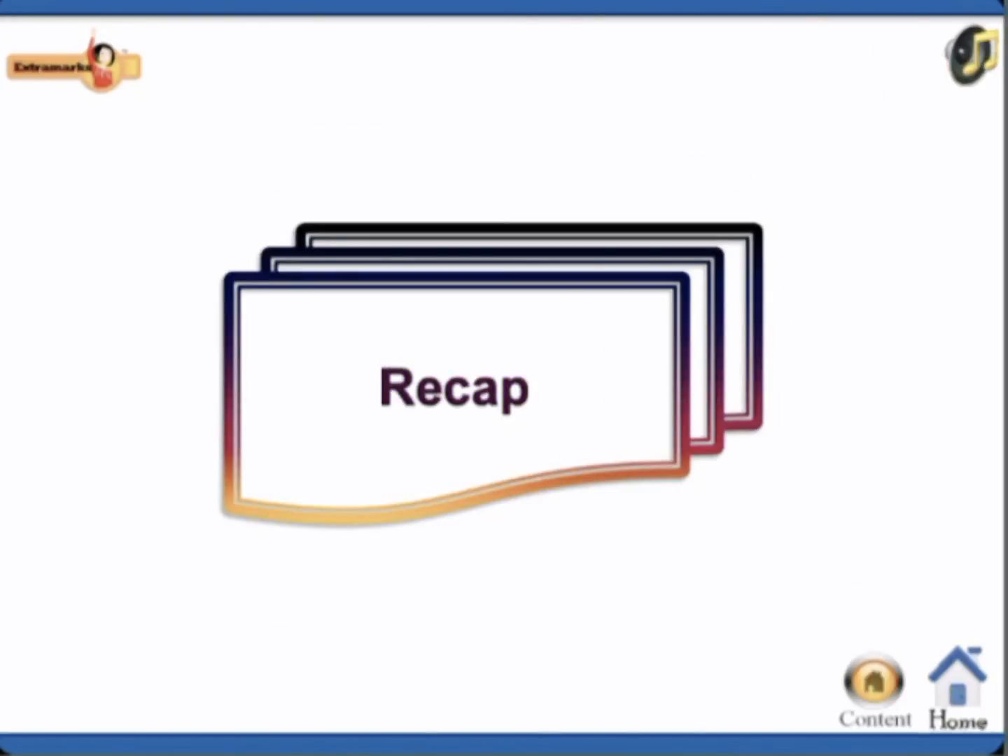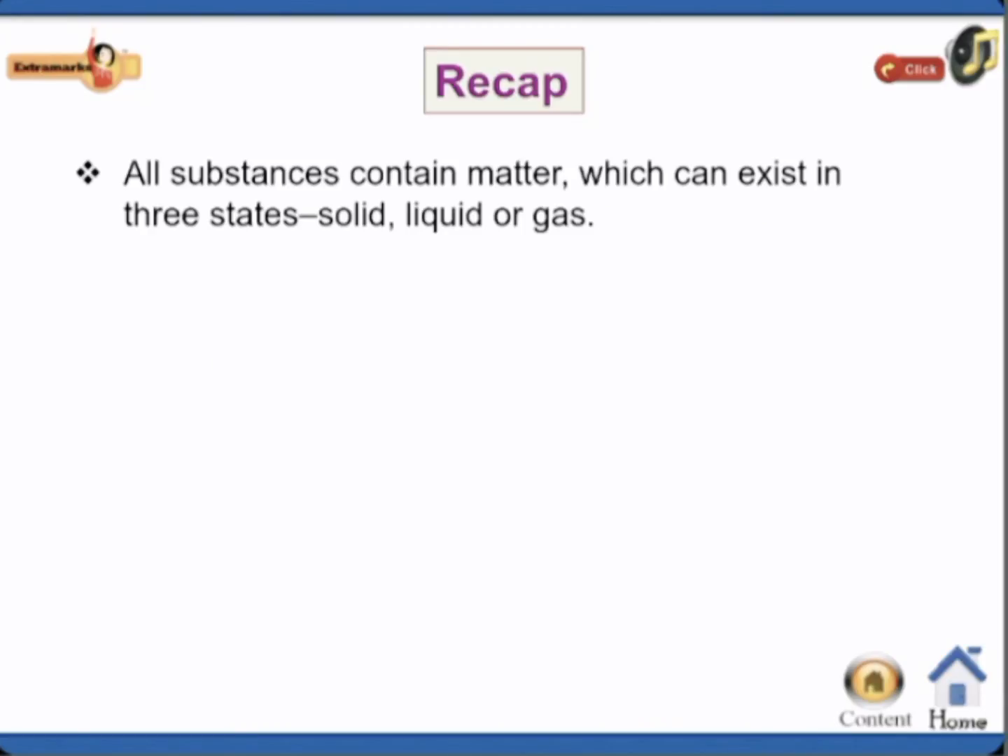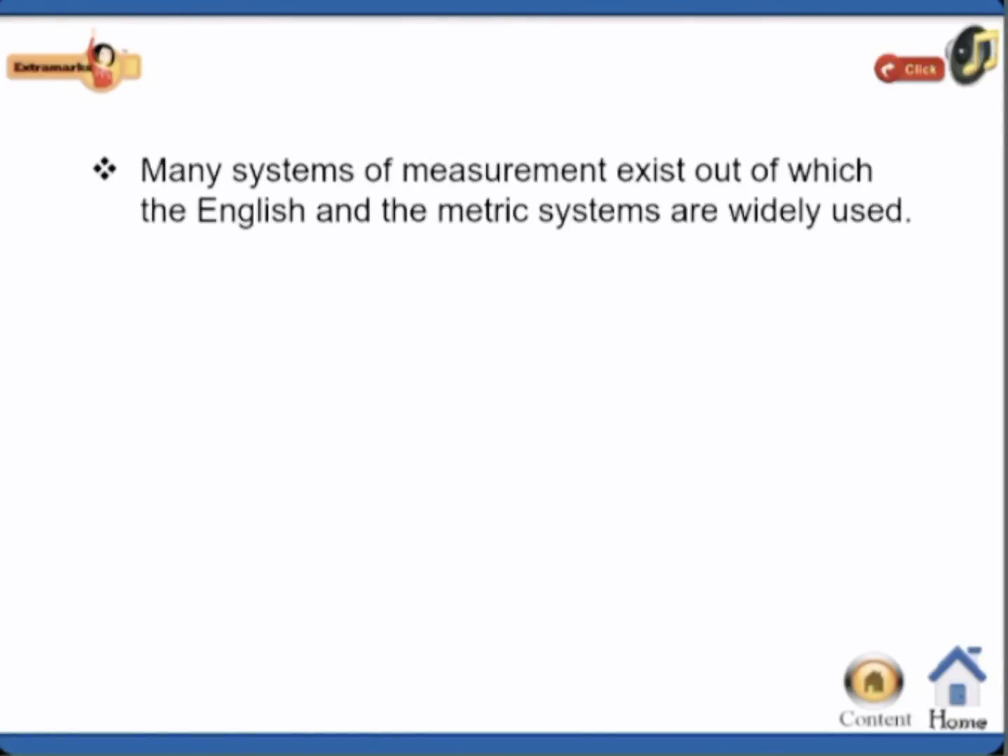Quick recap. All substances contain matter which can exist in 3 states: solid, liquid or gas. Many systems of measurement exist, out of which the English and the metric systems are widely used.